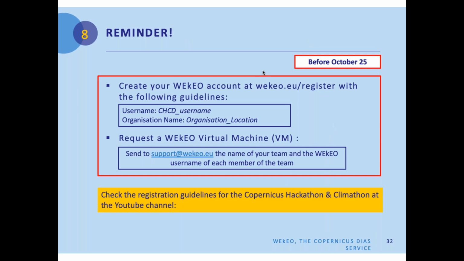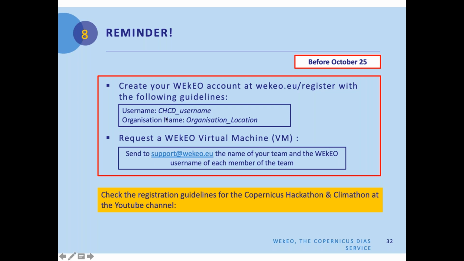As a reminder, I would like to ask you to create your WEkEO account before the 25th of October, using these guidelines that were agreed for this Copernicus Hackathon Climathon. And then also the organization name and your location. So probably it will be Epitech Toulouse or Epitech Bordeaux, Epitech Montpellier, or something like that.